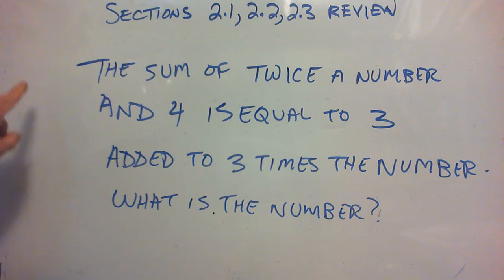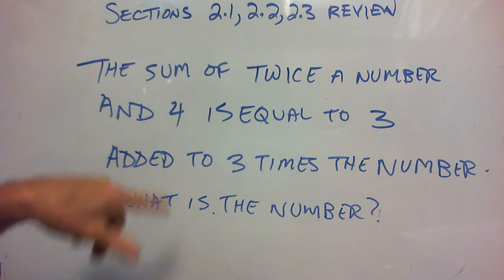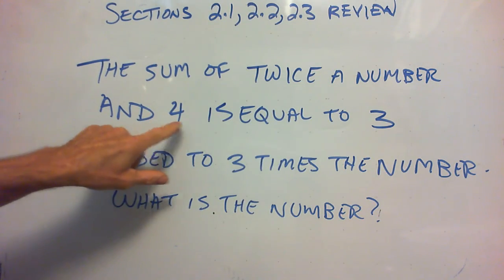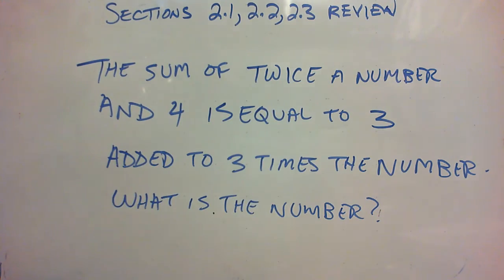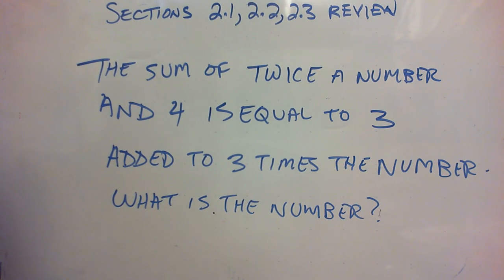Okay, and one last problem. Let's see if you can do this one. Set it up, solve for the number. The sum of twice a number and 4 is equal to 3 added to 3 times the number. What is the number? And of course we let x equal our number, and figure out the equation for this if you can.